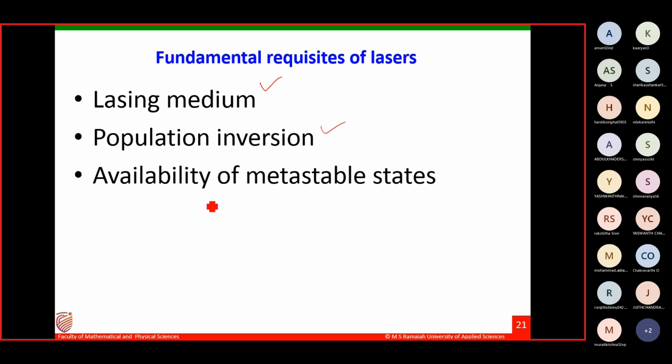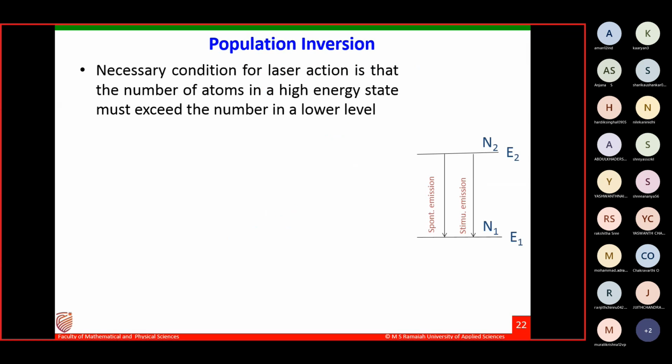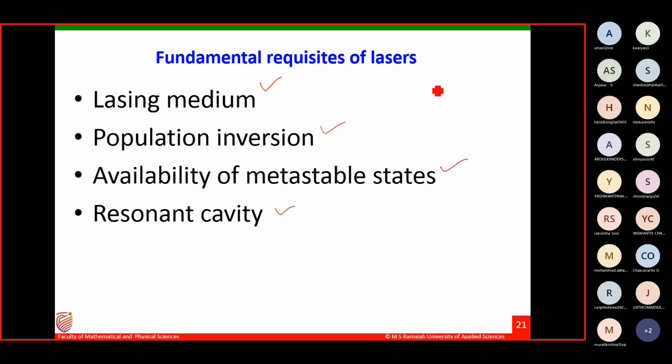And the third point is, I need to have metastable states in the lasing medium. Please write down. We are going to discuss at length each individual point in the upcoming slides. Then I need to have a box, which we call a resonant cavity. Whenever I want to expect lasing, I need to keep it in a box. These are the fundamental requirements for lasing action to occur. We will discuss one at a time later.